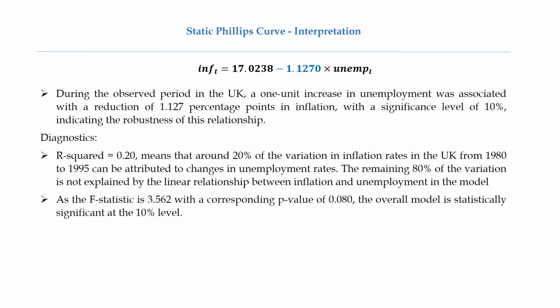Here is the interpretation of the findings. During the observed period in the UK, a 1-unit increase in unemployment was associated with the reduction of 1.127 percentage points in inflation with a significance level of 10%. The R-squared value of 0.20 indicates that approximately 20% of the variation in inflation rates in the UK from 1980 to 1995 can be attributed to changes in unemployment rates. With an F statistic of 3.562 and a corresponding p-value of 0.08, the overall model is statistically significant at the 10% level.